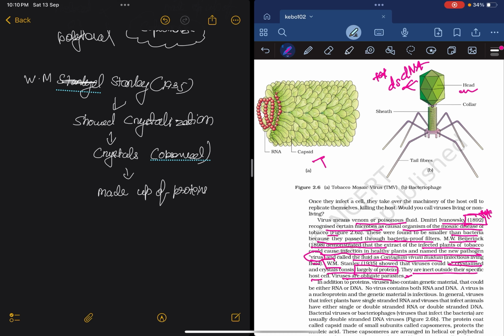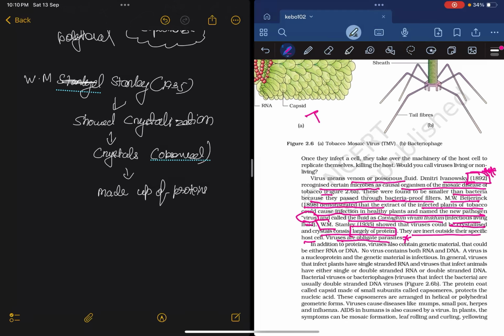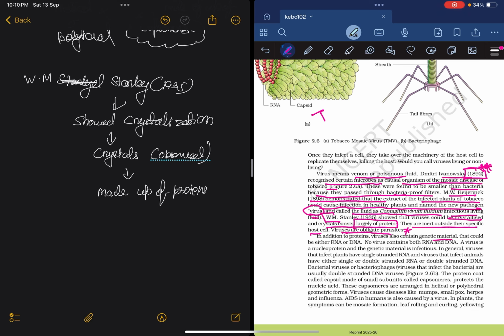Viruses are obligate parasites, as I have already mentioned. In addition to proteins, a virus also contains genetic material that could be either RNA or DNA. No virus contains both RNA and DNA. That is an important point: a virus can contain either RNA or DNA, but it is not possible that both are present at the same time. A virus is a nucleoprotein and the genetic material is infectious, already discussed.